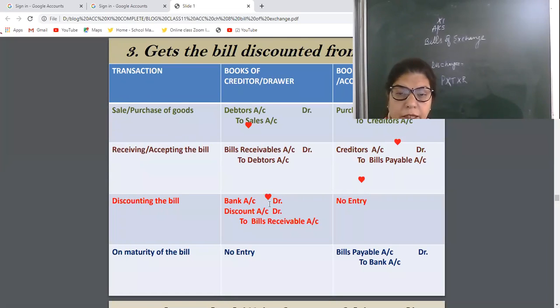Why will he not get any payment? Because he has already taken the payment from the bank. Now the bank has the right to take this payment. And what entry will he pass? The same. He will take his bills payable and make the payment. What will be the narration? Payment made on maturity. And here, what will be the narration? Bill discounted from bank. Okay.